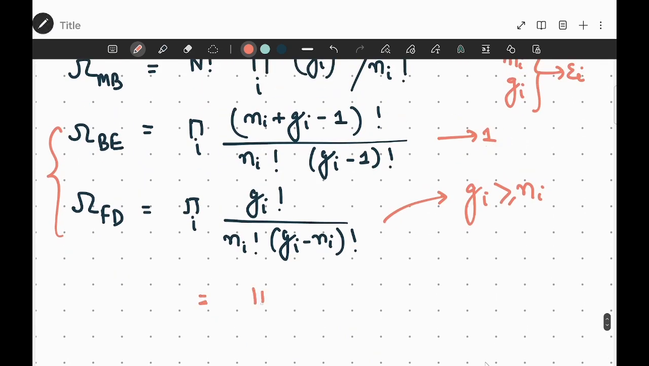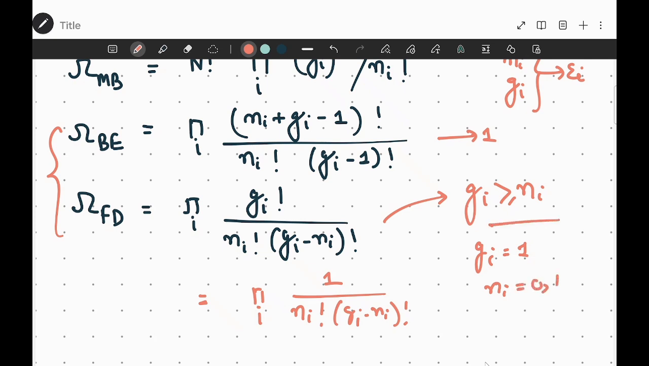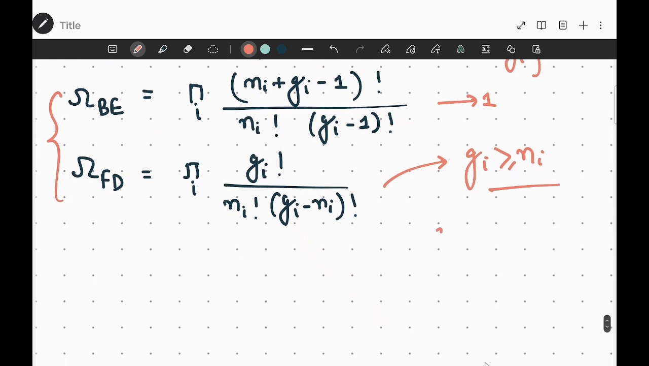And if you put it here, it will be 1 by Ni factorial into (Gi minus 1) factorial, Ni minus 1 factorial. Now Gi is 1, so Ni would be either 0 or 1 because you have to follow this condition. When it is 0, then also it is 1. If it is 1, then also it is 1. So it will always be 1. So these two possibilities are there.